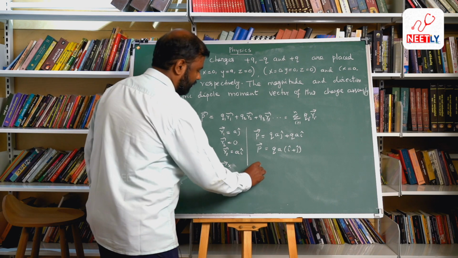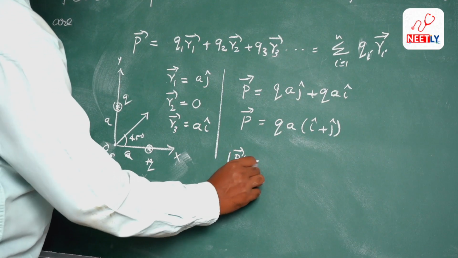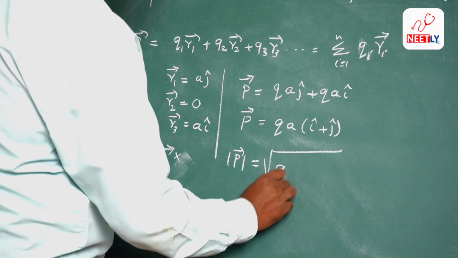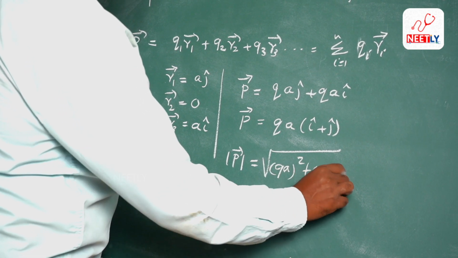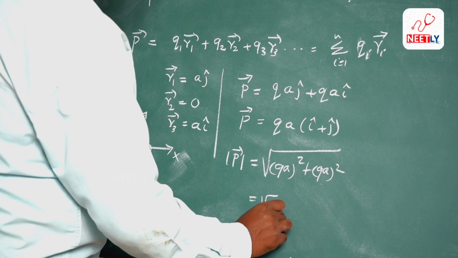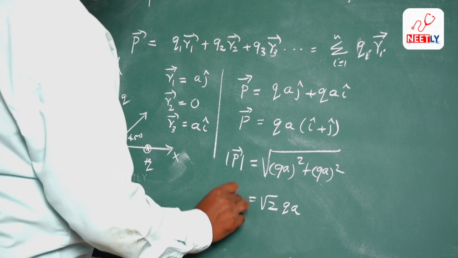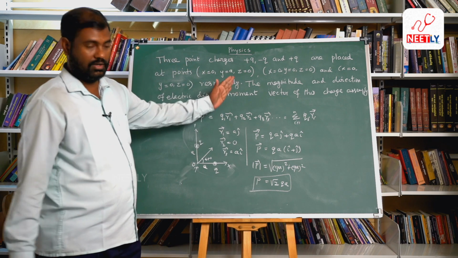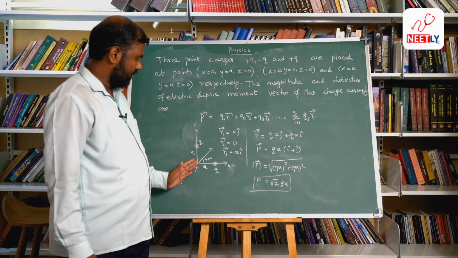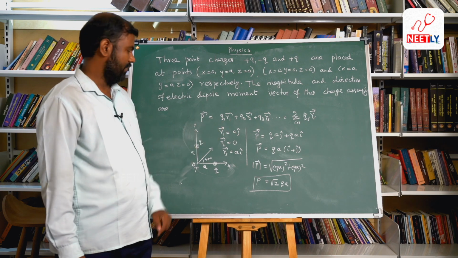And what is the magnitude? The square root of QA the whole square, QA the individual components, so root 2 QA. So this is the magnitude. And the direction is along the bisector of the x axis and y axis, exactly at a 45 degree angle.